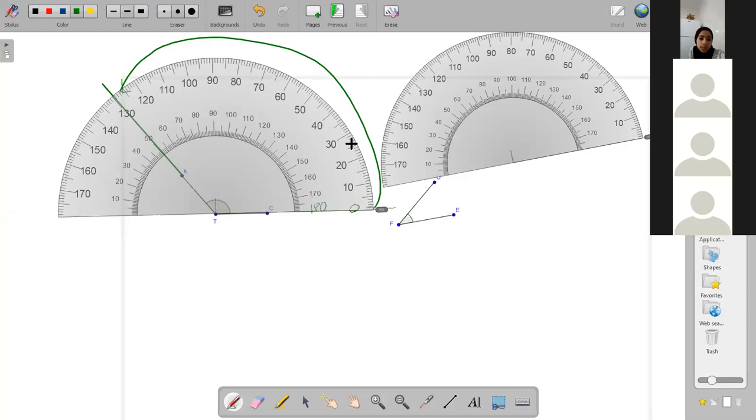0, 10, 20, 30, 40, 50, 60, 70, 80, 90, 100, 110, 120, 130. 130 degrees. Excellent, Jude. Bravo. Thank you.